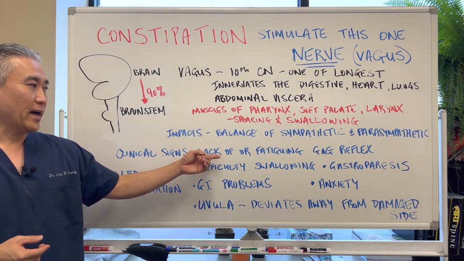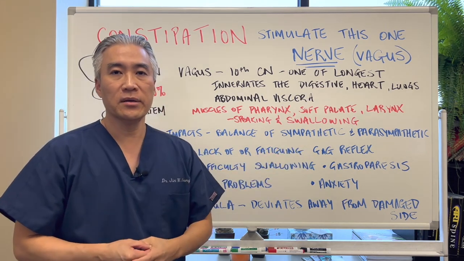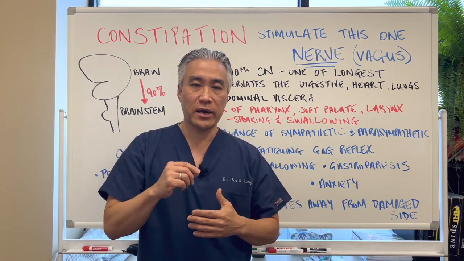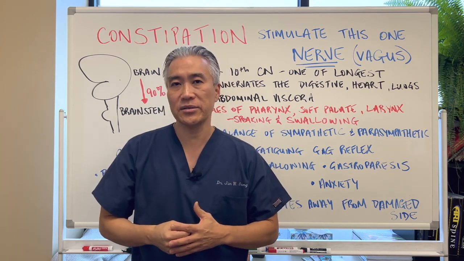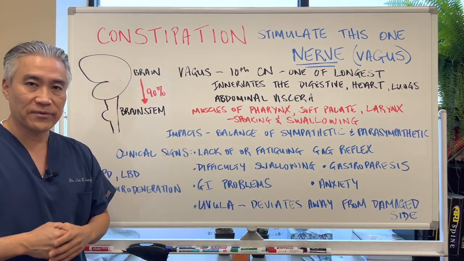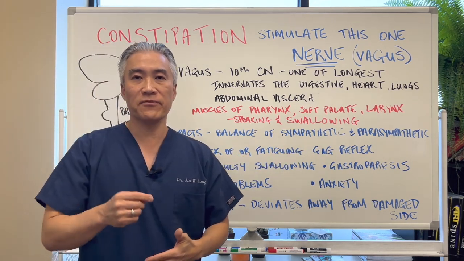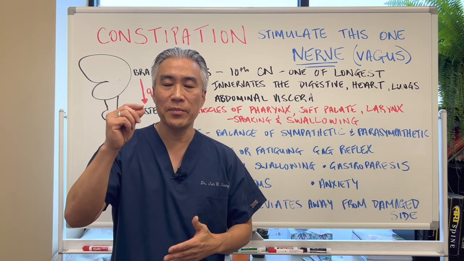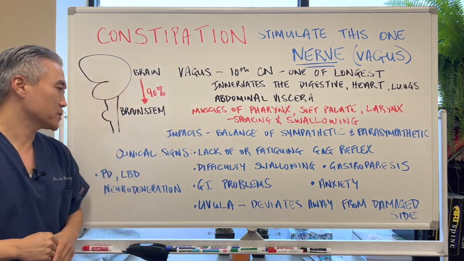Clinical signs: lack of or fatiguing when you do a gag reflex. When a patient comes in, we'll have them say, ah, and we'll put a tongue depressor right in the back of the throat, stimulating a gag reflex, right? If the patient has a lack of that gag reflex or fatiguing of the gag reflex, you might get the gag reflex once or twice, but the third one, it doesn't exist. So the diminishing fatigability of the gag reflex is a clinical sign and symptom.